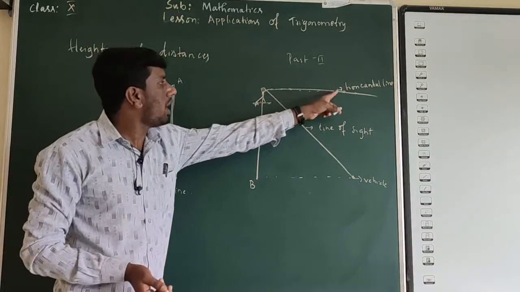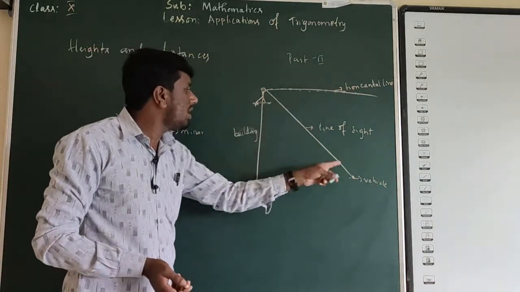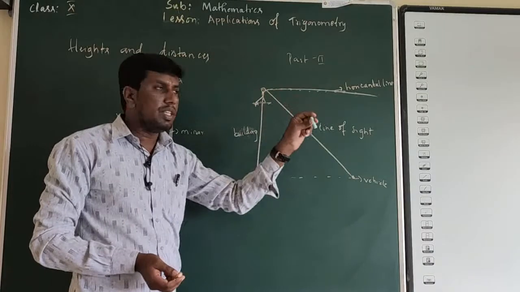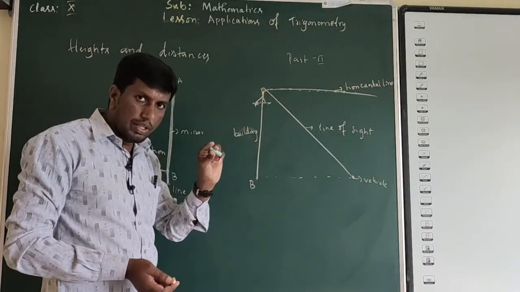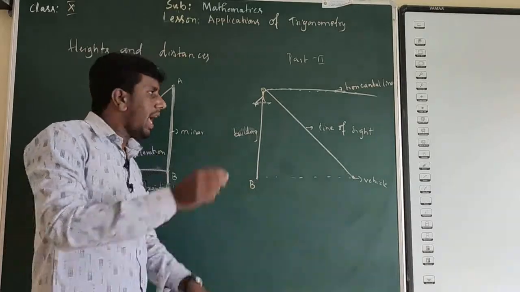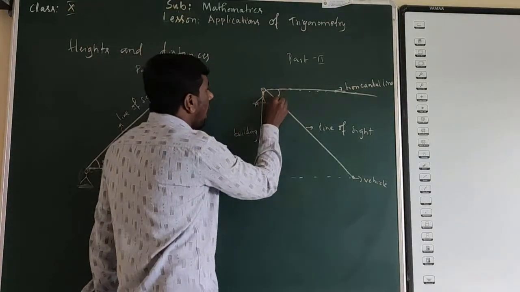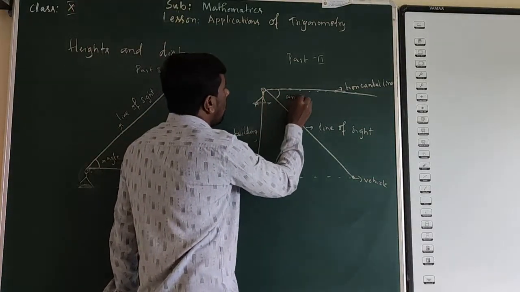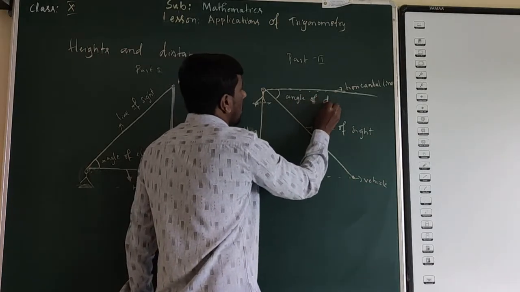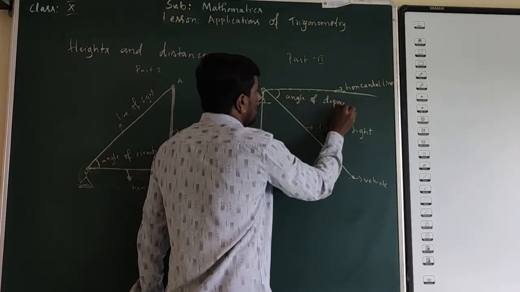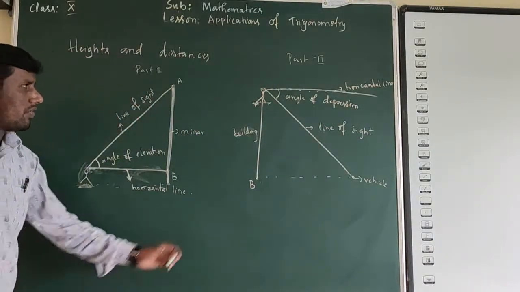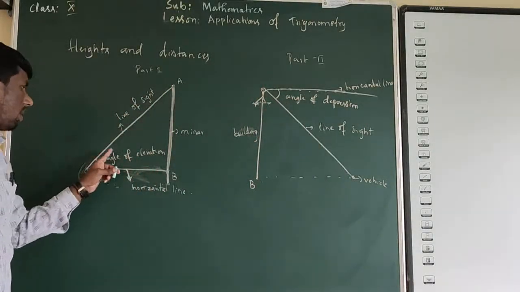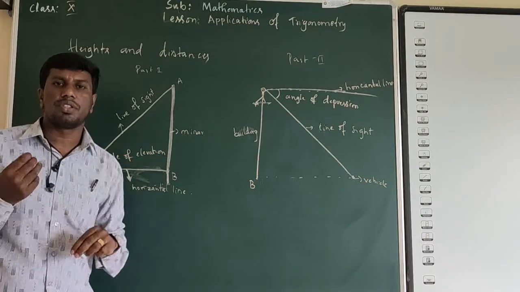Here, which is the horizontal line? This is the horizontal line. And this is the line of sight. The angle between the horizontal line and the line of sight, when we lower our head to see the object, is called the angle of depression. Very, very important. You need to understand very carefully when the concept of angle of depression applies and when the concept of angle of elevation applies.